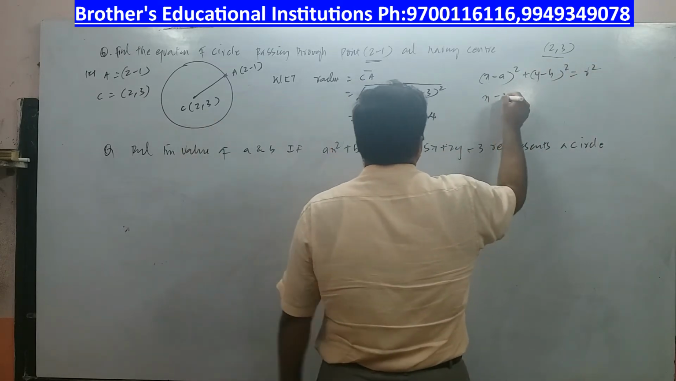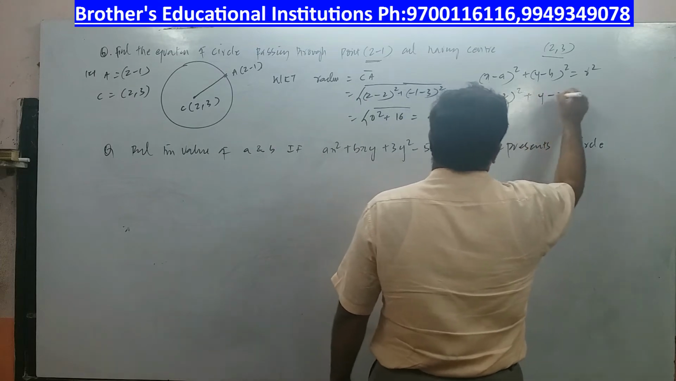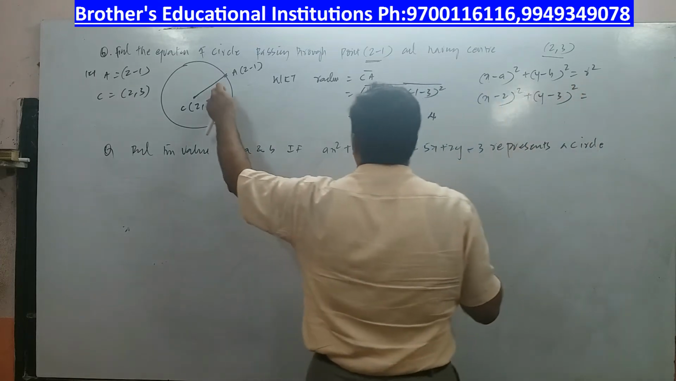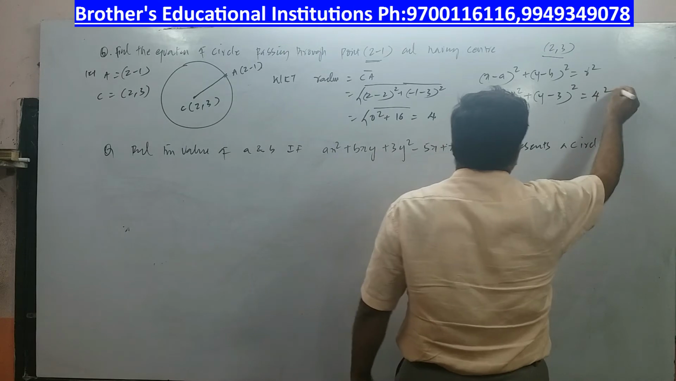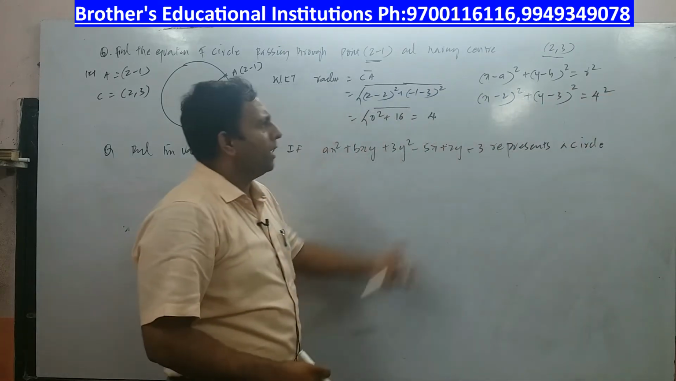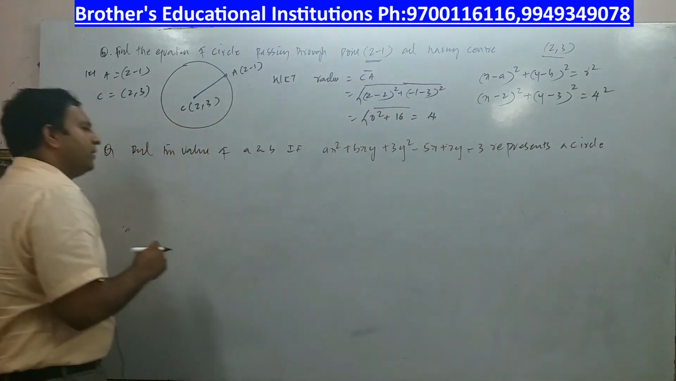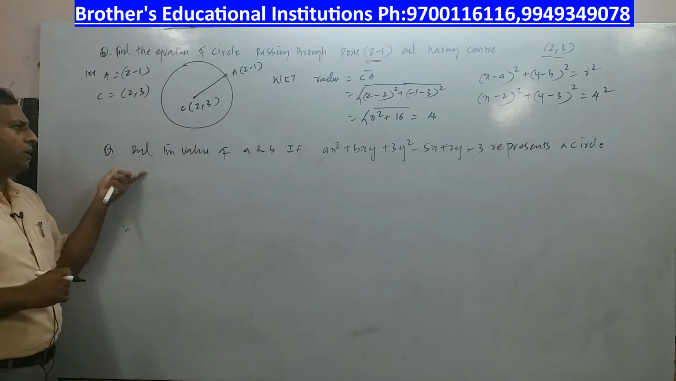So (x minus a) whole square plus (y minus 3) whole square is equal to r square. Radius, how much did you get? 4 square. Simplification I will leave it to you. It's a very simple question, you can simplify.